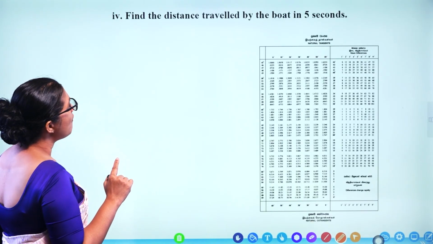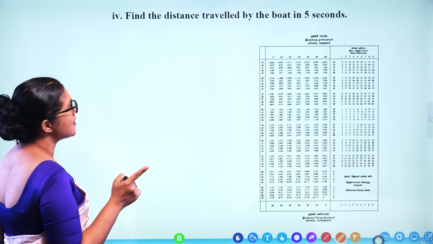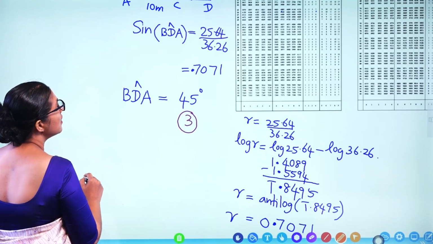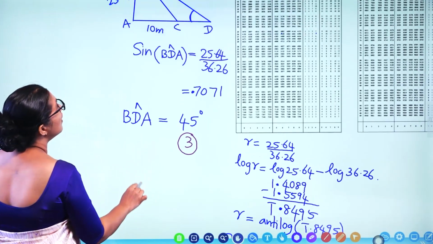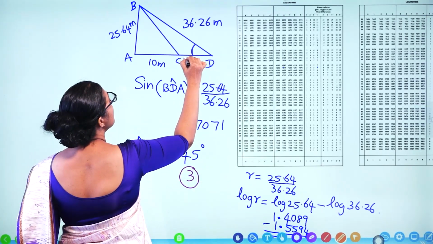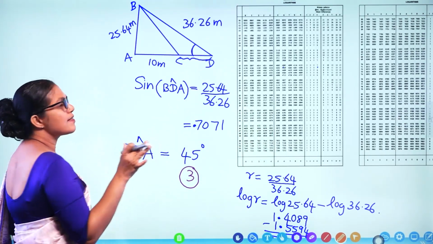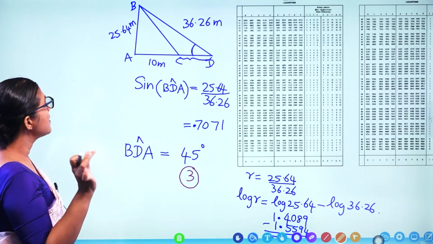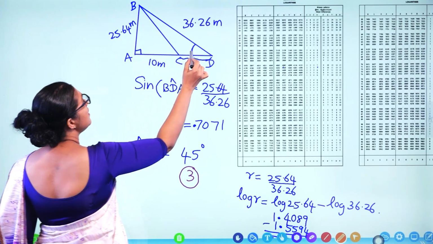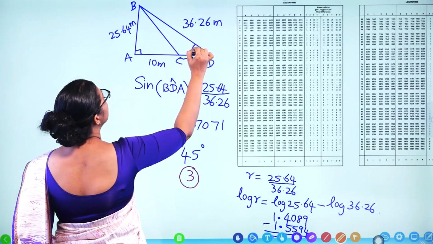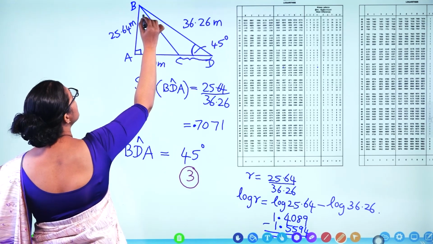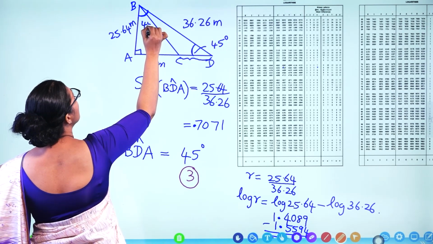Find the distance travelled by the boat in 5 seconds. So that means we need to find out this distance. So here to here is the distance travelled in 5 seconds. Now we found out this 90-degree angle. This is 45. And if this is 45, this is also 45.